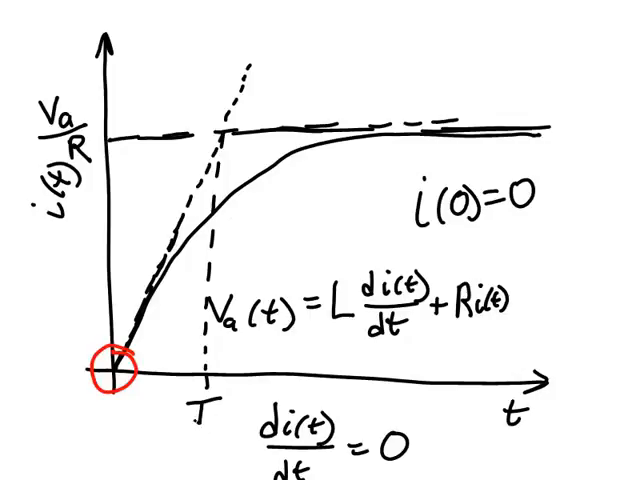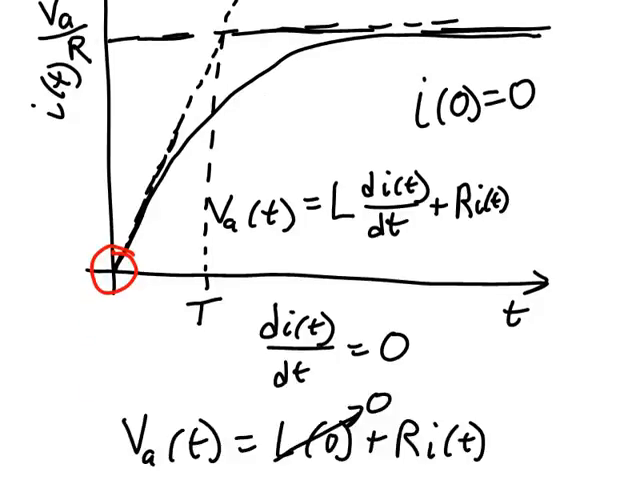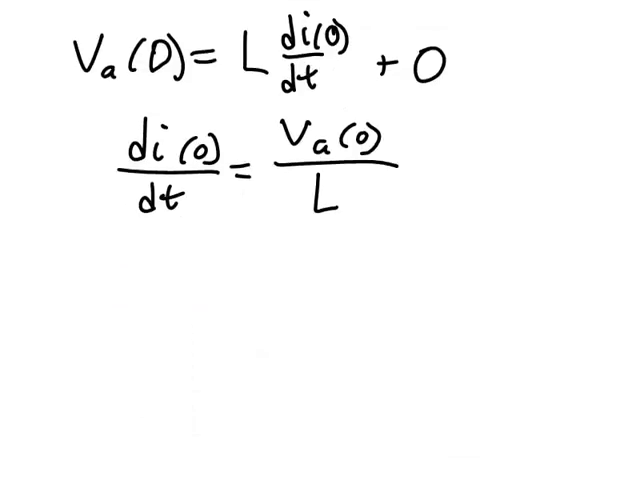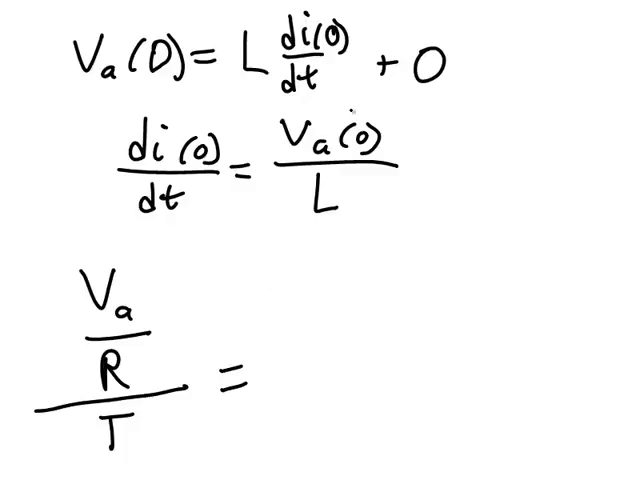Can we find the value of the time constant T? Sure we can. Let's do it like this. Let's look at this, write the slope from this plot. The slope of this line from the plot is equal to the rise over the run. The rise is VA over R, and the run is capital T, the time constant. So the rise, VA over R, divided by the run, the time constant, that's the slope of the line, and this is also the slope of that line.